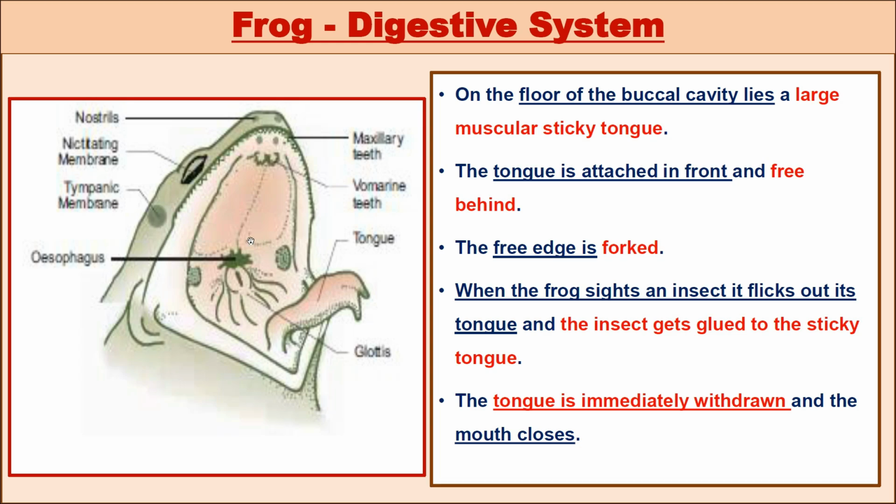On the floor of the buccal cavity, a large muscular sticky tongue is present. This tongue is attached in front of the mouth, and at the back it is free. The free end of the tongue is forked. This is the forked tongue. When the frog sees an insect, it will flick out its tongue, and the insect will get glued to the sticky tongue, and it immediately withdraws the tongue inside and closes its mouth.